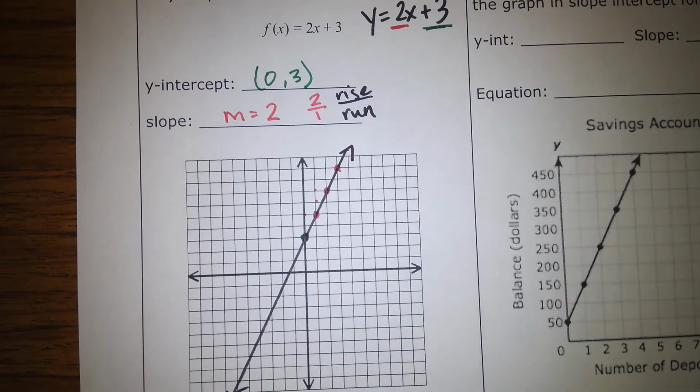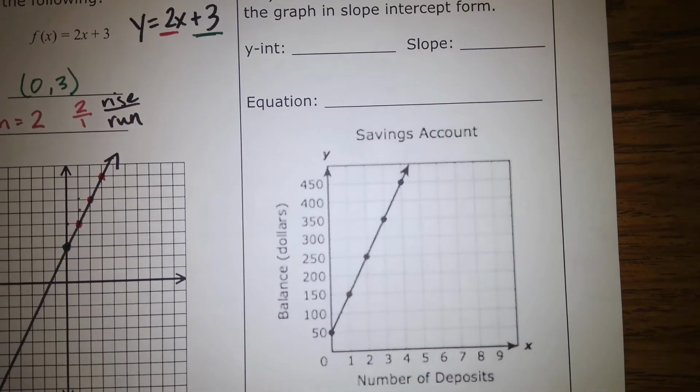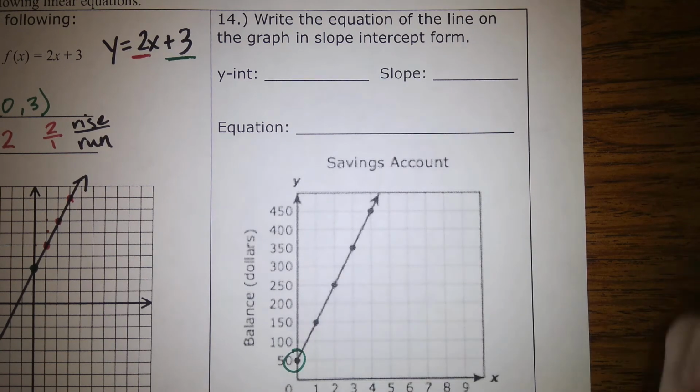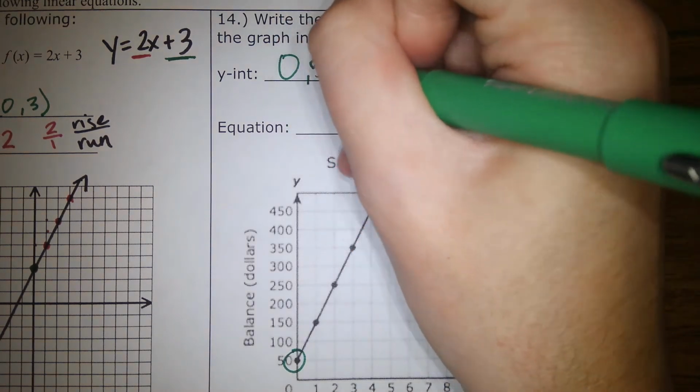Okay, so now if we want to write an equation of the line on the graph in slope-intercept form, first we need to find the y-intercept. So the y-intercept is 50, so that's (0, 50).